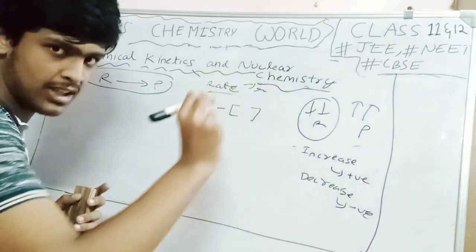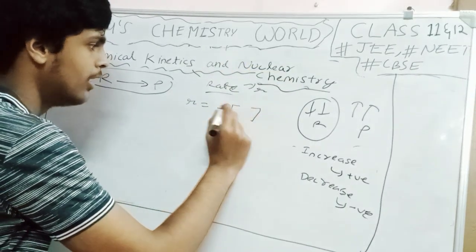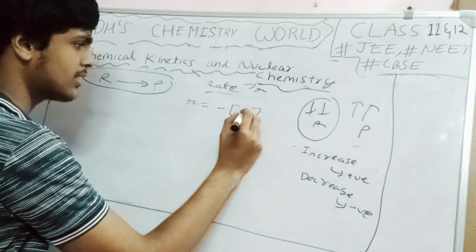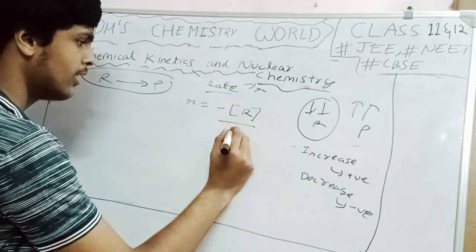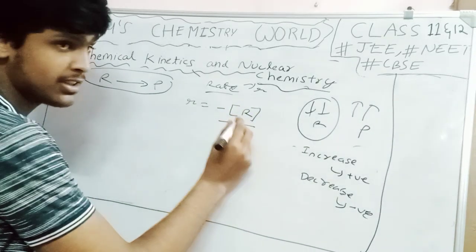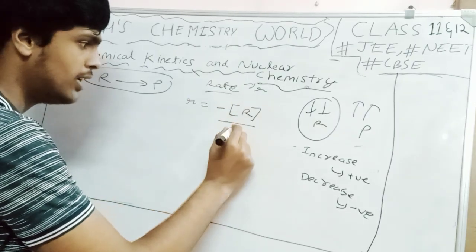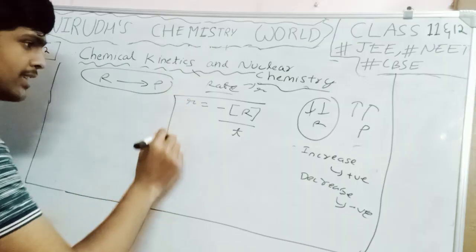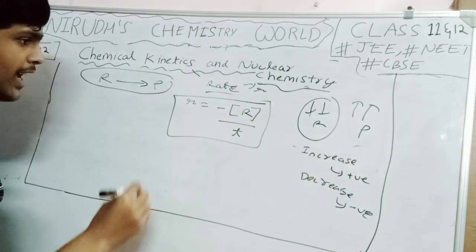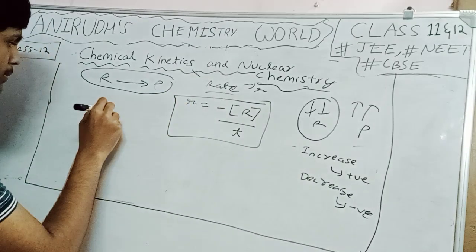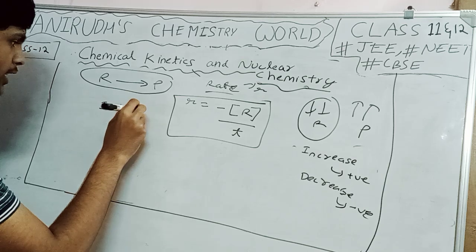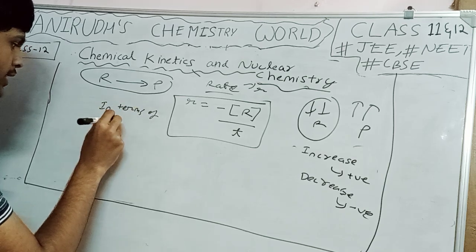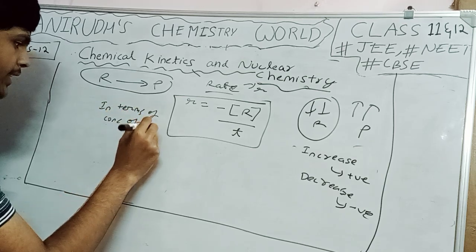Concentration is represented between square brackets. So rate of reaction is equal to minus the concentration of reactants by time. Rate of reaction is the decrease in the concentration of reactants per unit time. So unit time is t. This is the formula for rate of reaction in terms of the concentration of reactant.